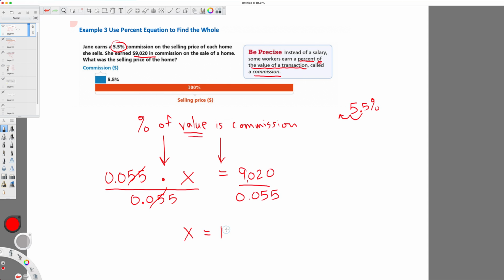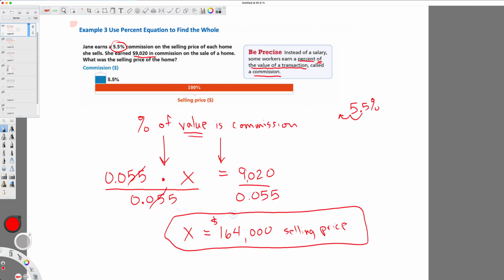And I get 164,000. So 164,000 is the selling price of the home. So that means that salesman, when they sold it, or saleswoman, it's a girl here, when she sold it for $164,000, she earned 5.5% of that. So that is her incentive. By making that sale, she earned $9,000 or $9,020.